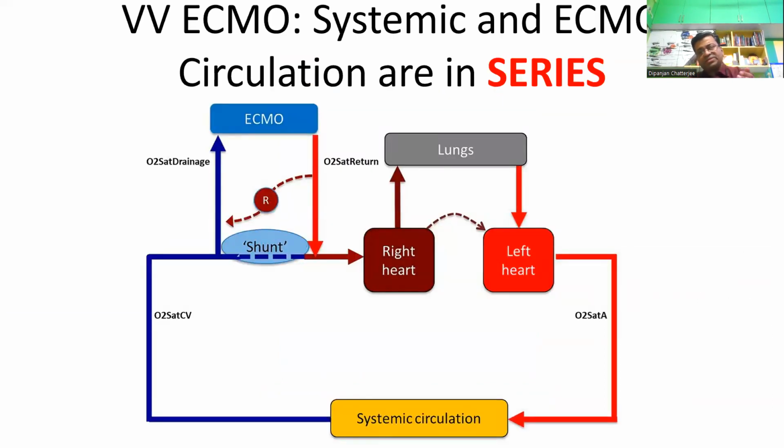Always remember, venovenous ECMO is a series circulation. Why are we saying series? Because the venous return which is coming, a part of it goes through the ECMO circuit, but it is again coming to the right side of the heart. So the whole of the blood is coming to the right side and then to the lungs and to the left heart and then goes to the systemic circulation. So it's a series, part of blood in ECMO and the rest to the right heart. And ECMO blood is also coming to the right heart and then to the systemic circulation.